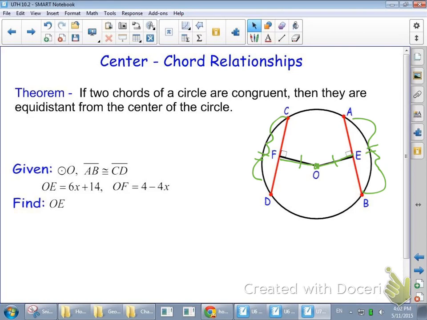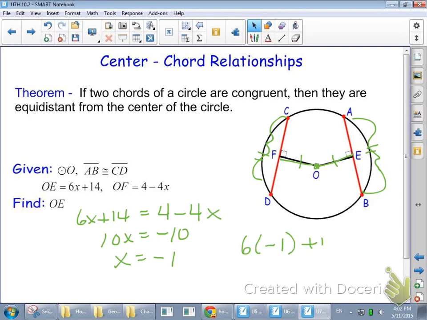Okay, so if OE is 6x plus 14 and OF is 4 minus 4x, I know that these two segments need to be congruent, so I'm going to set them equal. 6x plus 14 is equal to 4 minus 4x. Solving for x, I get 10x is equal to negative 10, so x is equal to negative 1. If x is equal to negative 1 and I'm trying to find OE, I plug that in, and I get 8. How'd you do? Okay, let's move on.